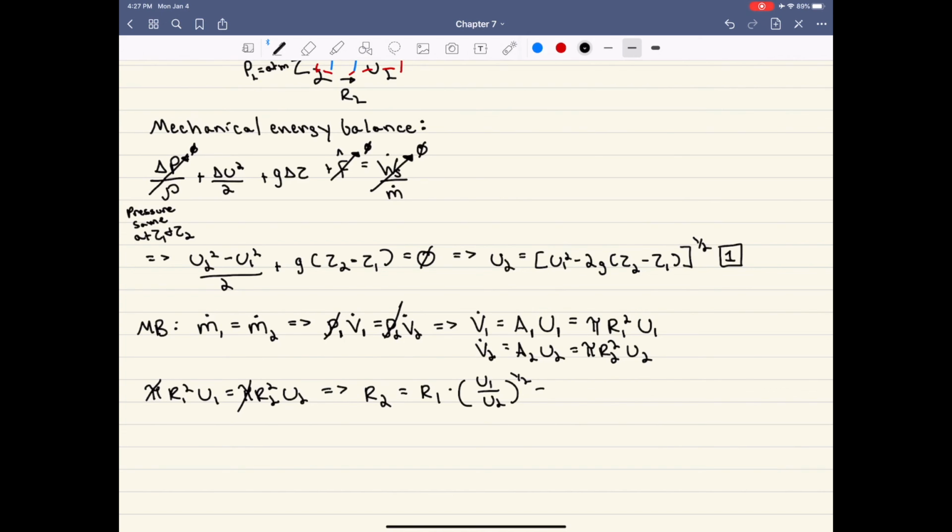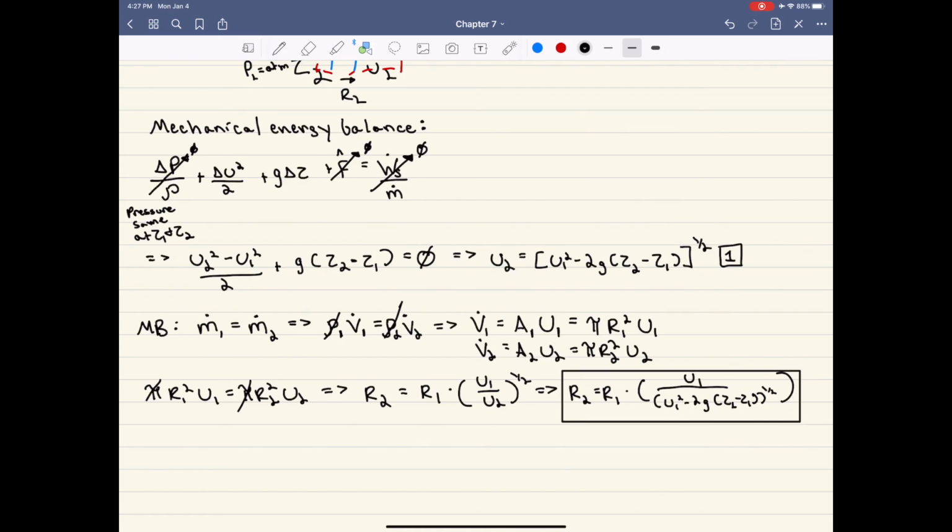But earlier, we derived a relationship for U2, and so we can plug that in. So now what we have is U1 divided by U1 squared minus 2g(Z2 minus Z1), and all of that to the 1/2. Right? And so now we have a relationship between the radius of the stream at point 2 and all of the other variables. And there should be another 1/2 here.